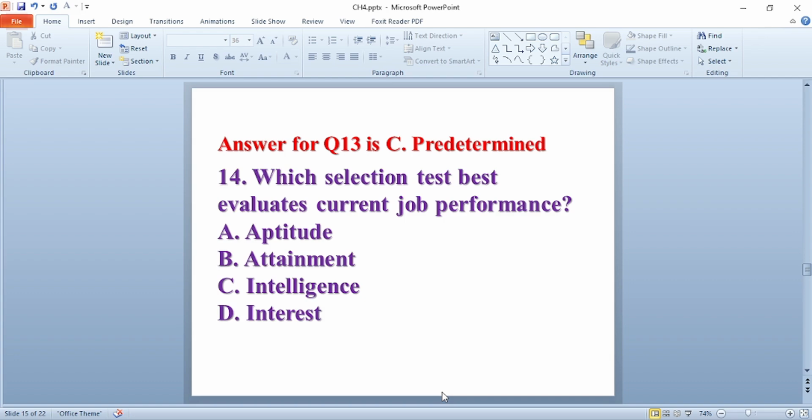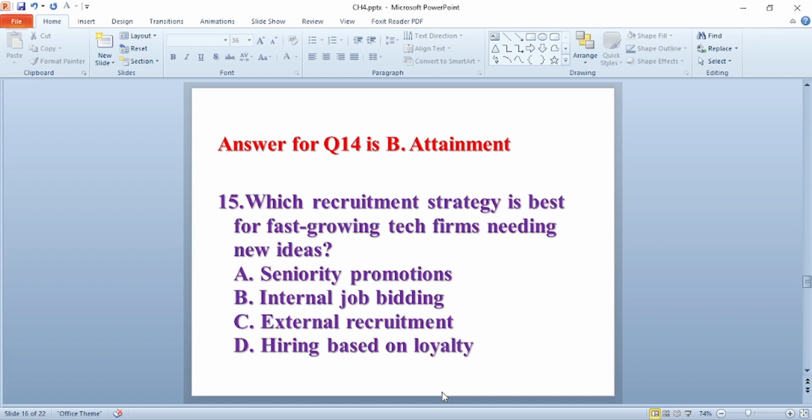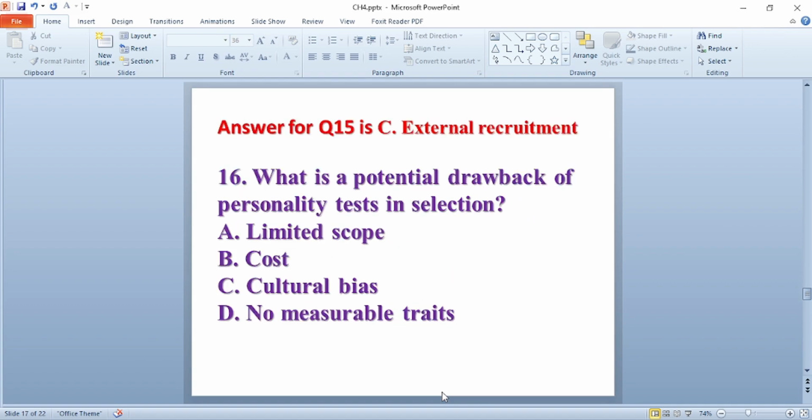Question number 15. Which recruitment strategy is best for fast-growing tech firms needing new ideas? A. Seniority promotions. B. Internal job bidding. C. External recruitment. D. Hiring based on loyalty. The answer for this question is C. External recruitment.